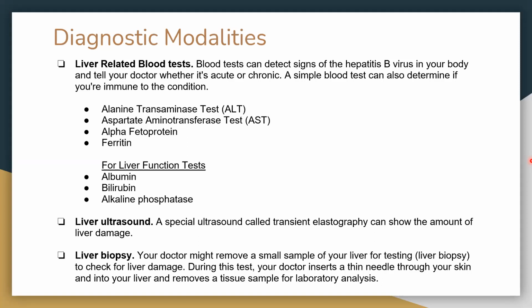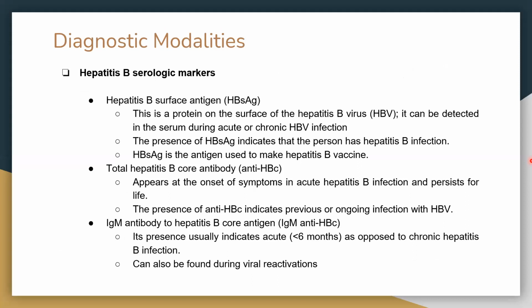Next is your liver biopsy. So it includes inserting a needle through your skin and into your liver and removing a tissue sample for your laboratory analysis. Next are your hepatitis B serologic markers. So there are around 6, which were explained earlier.